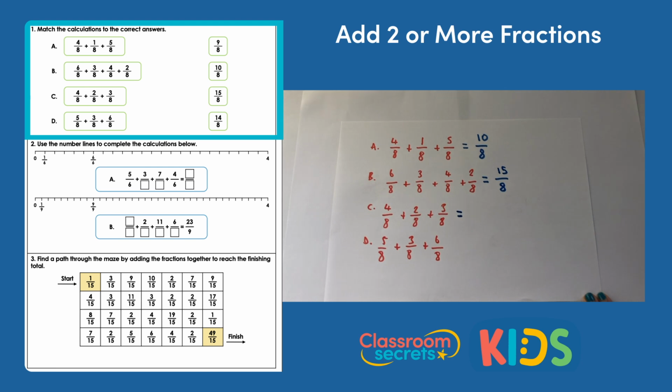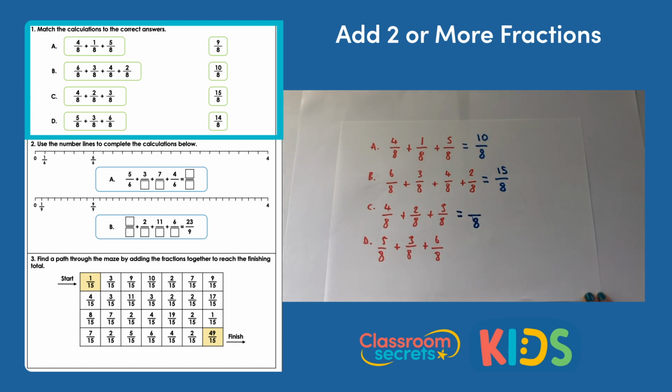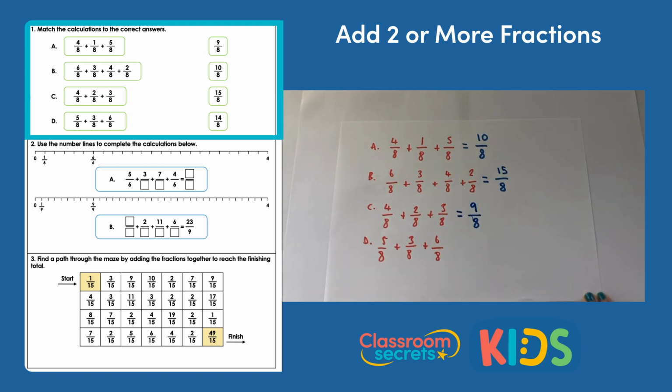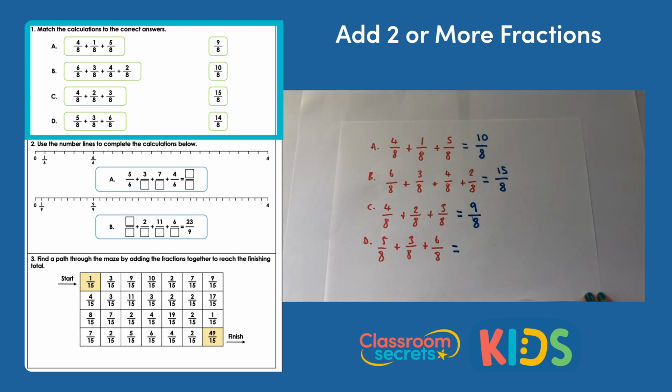Calculation C, 4 eighths, add 2 eighths, add 3 eighths. Again, we're working with eighths and my answer will be in eighths. So I'm adding 4 eighths and 2 eighths, so that's 6. Add another 3, which is 9. And again, 9 eighths is one of my options. So if we've done this correctly, our final answer should be 14 eighths.